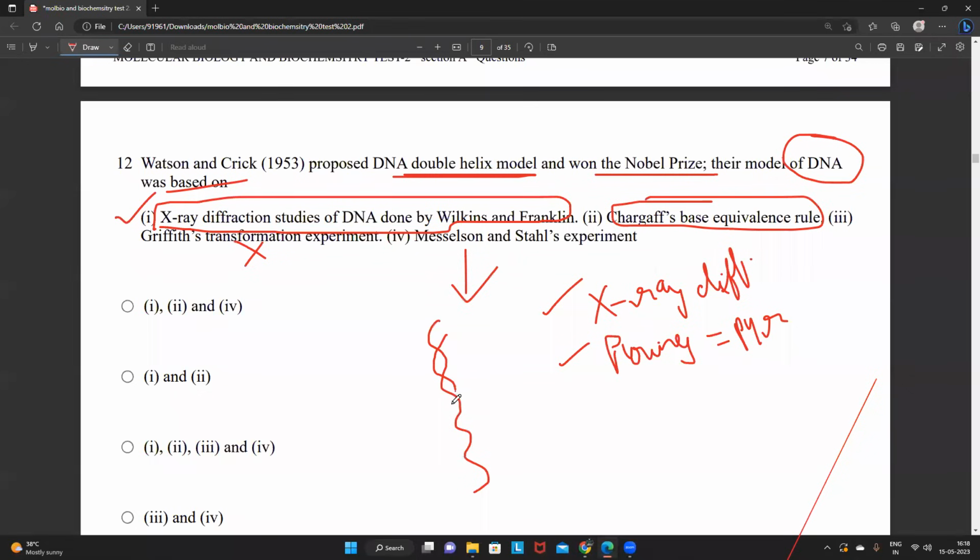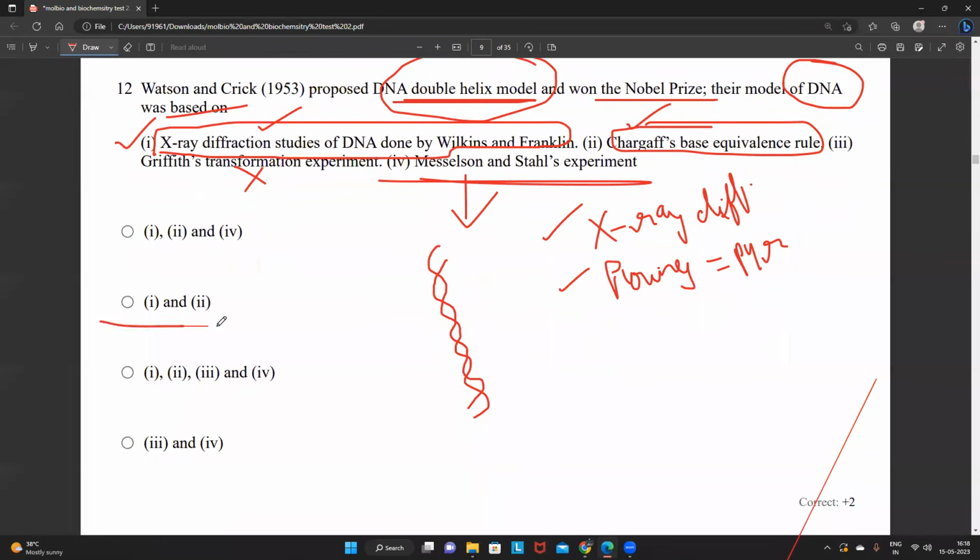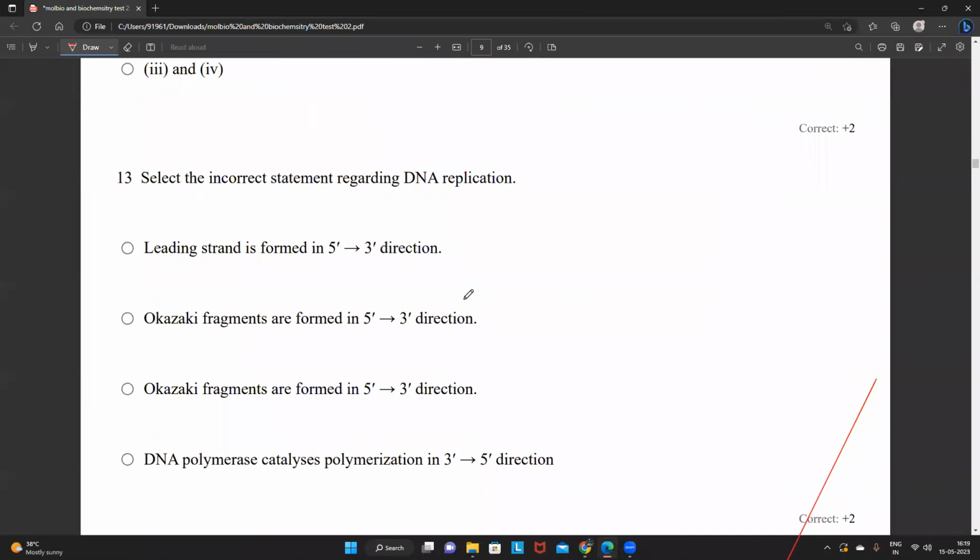To prove the semi-conservative model of DNA replication only, the Meselson and Stahl experiment is used. But that is not the question asked. The question asked is: the DNA double helix model is proposed based on what? Based on X-ray diffraction studies and Chargaff's rule. Hence, the correct answer is options 1 and 2. This is the answer, and you know it very well.